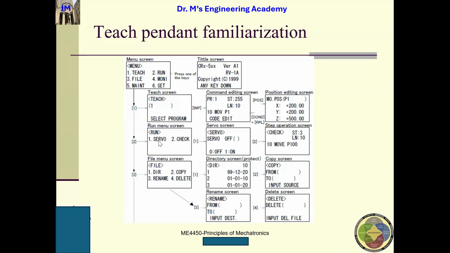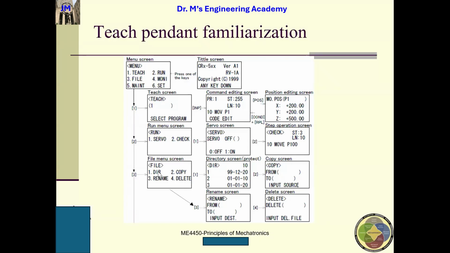In RUN, you can turn the servo on and check. Before you run, you can check it, and you can turn the servo off. You can check all the lines you just wrote to see if there's something wrong or not. And the third one is FILE.